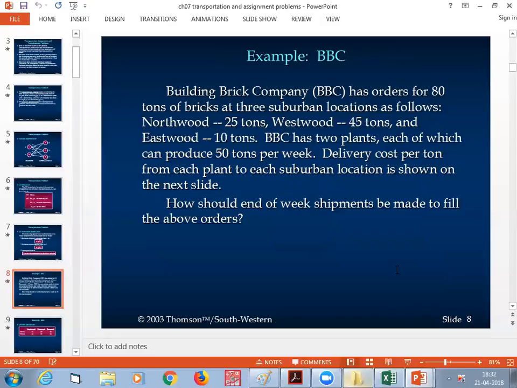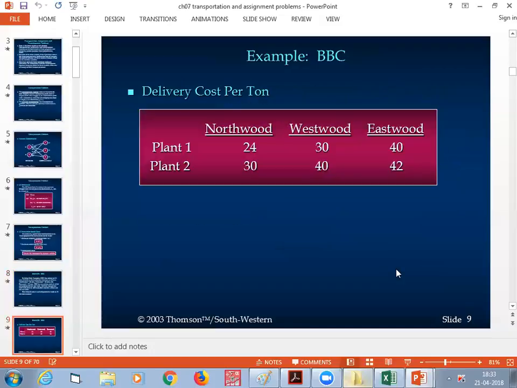Okay, now, all right, so what we're going to do is, we'll show this through Excel also, but first we'll see how to solve this by hand as well. So we have orders for 80 tons of bricks at 3 suburban locations as follows: Northwood 25 tons, Westwood 45 tons, and Eastwood 10 tons. That's 80, yes. And DDC has 2 plants, each of which can produce 50 tons per week. The delivery cost per ton is shown for each of the plants in the figure below. Okay, these are the delivery costs.